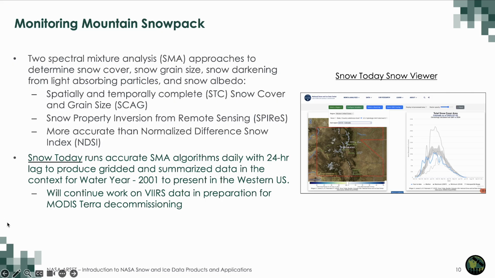Then we talked about Snow Today. Snow Today runs accurate SMA algorithms daily with a 24-hour lag to produce gridded and summarized data in the context of water year 2001 to present year, and focuses on the Western US. And it will continue working on VIIRS data in preparation for MODIS Terra decommissioning in the near future. This is the site. We had a demonstration of Snow Today.